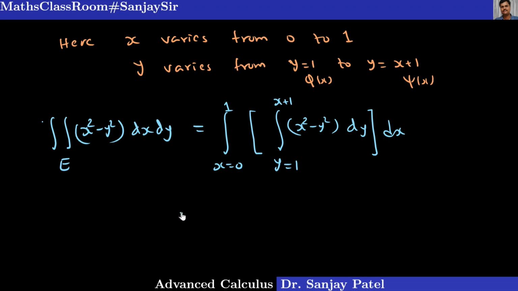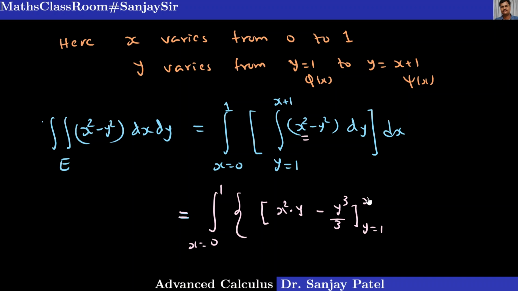So this is equal to, very simple integration it is. x is equal to 0 to 1, into the integration of this with respect to y. So x is constant. So the integral of x square is x square into y, and the integral of y square is y cube upon 3, and y varies from 1 to x plus 1. Okay, and then this is to be integrated with respect to x.